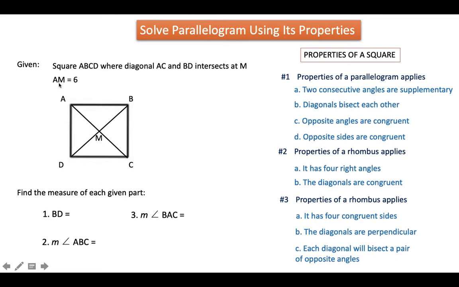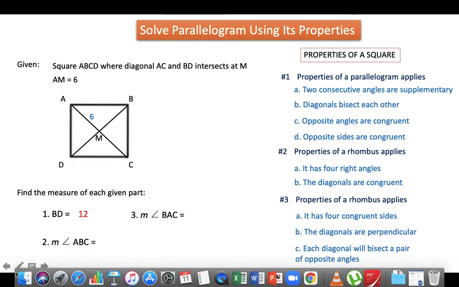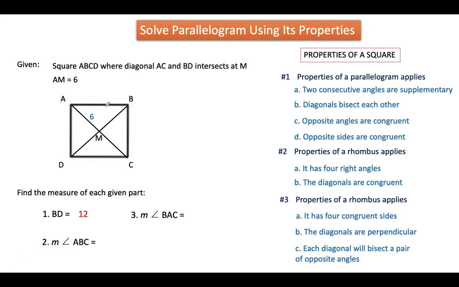What we know here is AM is equal to 6. AM is only half of this diagonal, so the other half must also be 6. It means the whole diagonal AC measures 6 plus 6, which is 12. So if it is 12, BD is also 12, since AC and BD are congruent, and that is according to the property of a square number 2b, the diagonals are congruent.